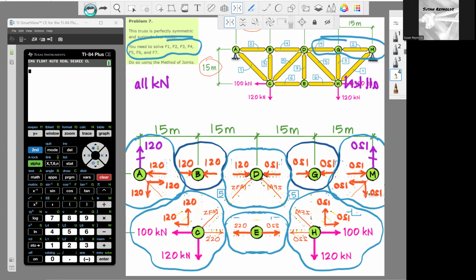I hope this video was helpful in demystifying trusses. They're pretty straightforward and kind of fun once you get the hang of how they work. Have a great day.